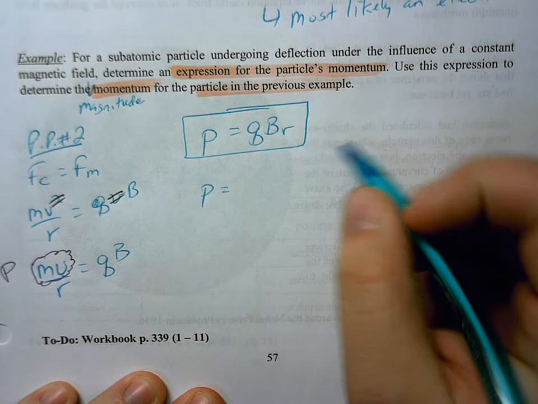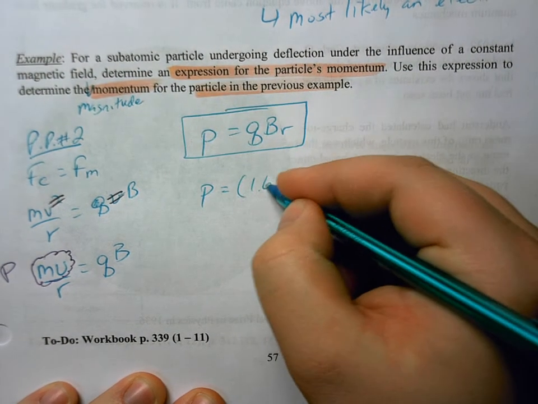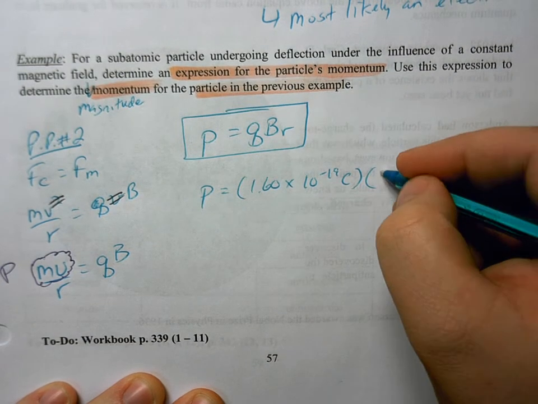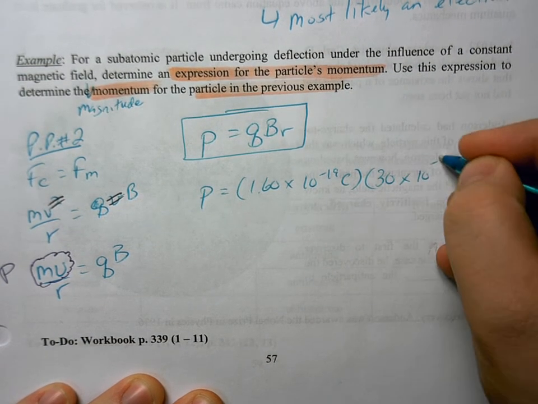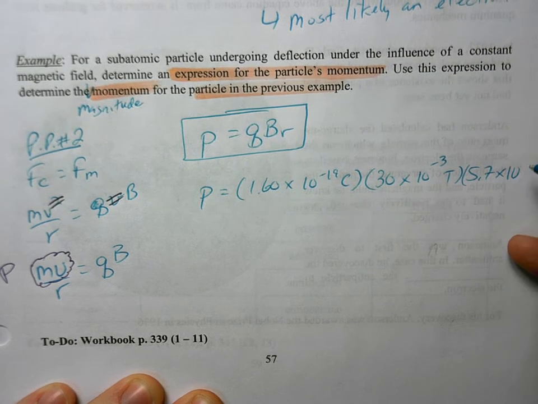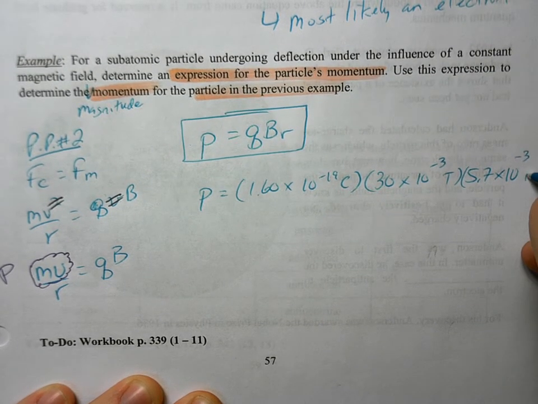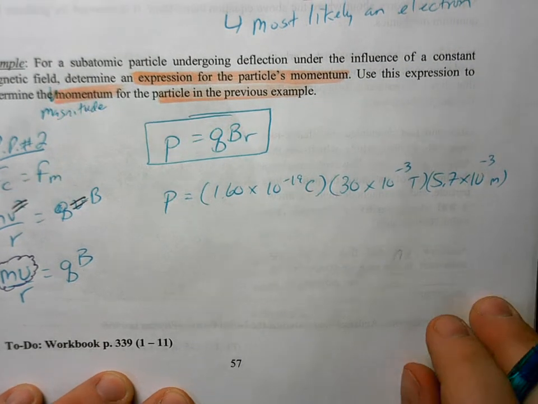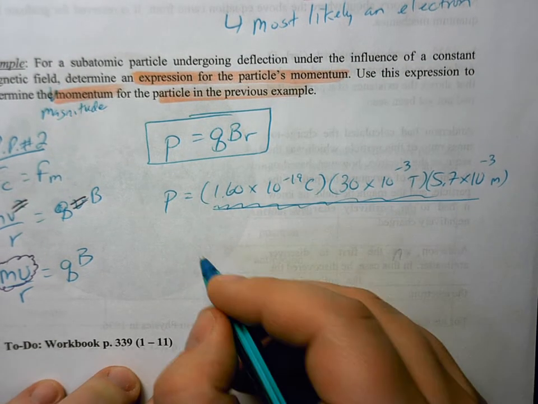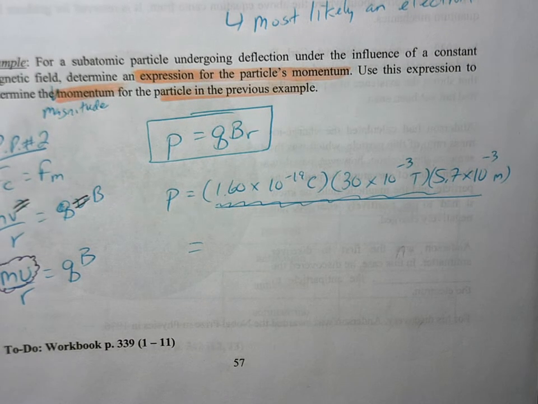So we've assumed it's an electron. We know its charge is the elementary charge. Magnetic field strength of 30 millitesla, so 30 times 10 to the minus 3 Tesla. And that radius of 5.7 times 10 to the minus 3 meters. Oh, I guess I don't have to divide anything. Just get rid of that, pretend we didn't see that. And lastly, of course, we're just going to calculate this thing.